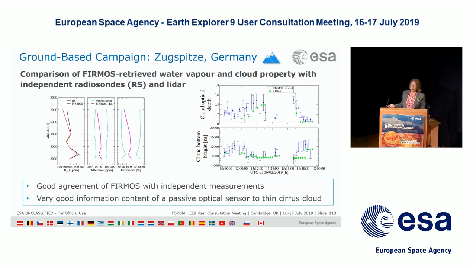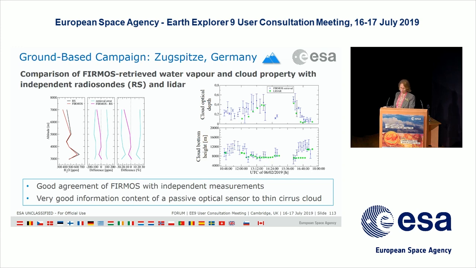On the right-hand side, this is from the cloud property retrieval. So you have cloud optical depth on the top, on the bottom, cloud bottom height, and in green, you have the LiDAR measurements, and blue is the FORUM retrieval. And this is quite a thin cloud, very persistent, so this range is over 7 hours. And you see there is really good agreement between a passive instrument like FORUM with an active LiDAR sensor. So that basically shows that we have really good information content to thin cirrus.